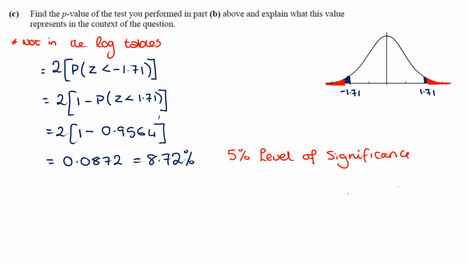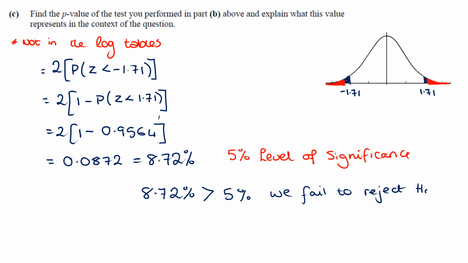So because 8.72% is greater than 5%, so because it's in the main body of that 95%, we fail to reject H0, which is the null hypothesis. So what does this actually mean in the context of the question? So this means that there is more than a 5% chance that we do not reject the null hypothesis.